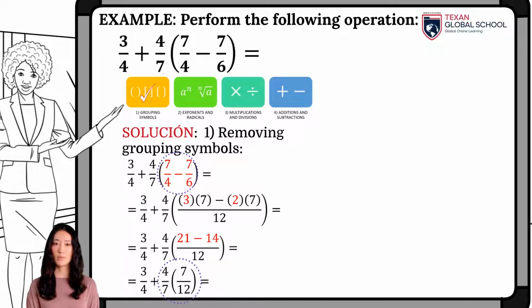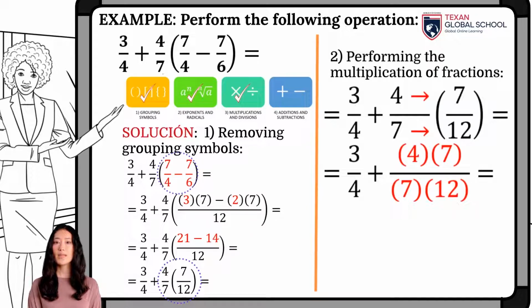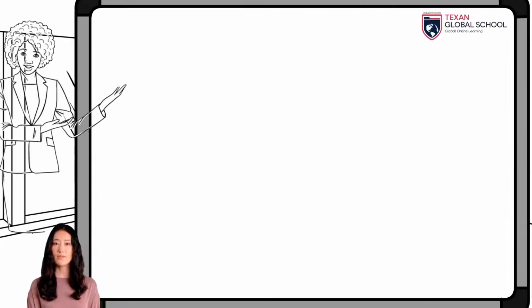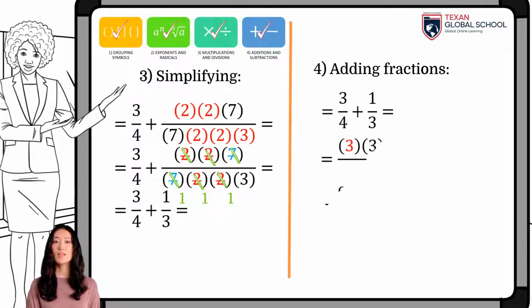Now, we perform the multiplication of fractions. Numerator by numerator, 4 times 7. And denominator by denominator, 7 times 12. Once again, before performing the product, we can simplify. We obtain the prime factors and cancel the identical. 2 divided by 2 is 1. 2 divided by 2 is 1. And 7 divided by 7 is also 1. Simplifying, we get a sum of fractions.